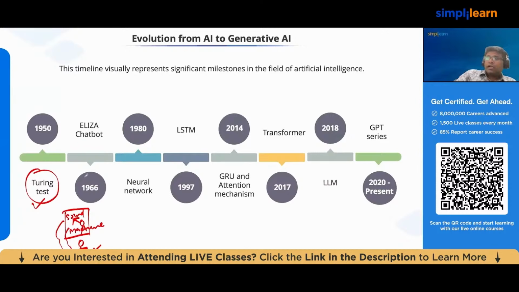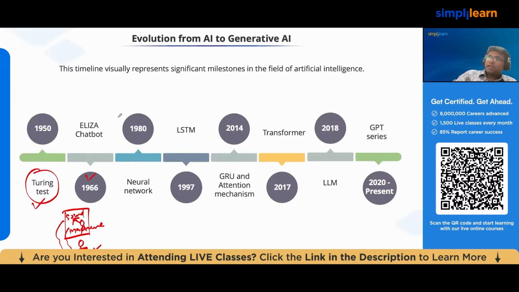Okay, then in 1966 there was the ELIZA chatbot. It used language processing patterns, and it mimicked human conversations using pattern matching and pattern substitution. So basically it gives users an illusion of understanding, but it does not have contextual information. That chatbot was developed using language processing and pattern matching.